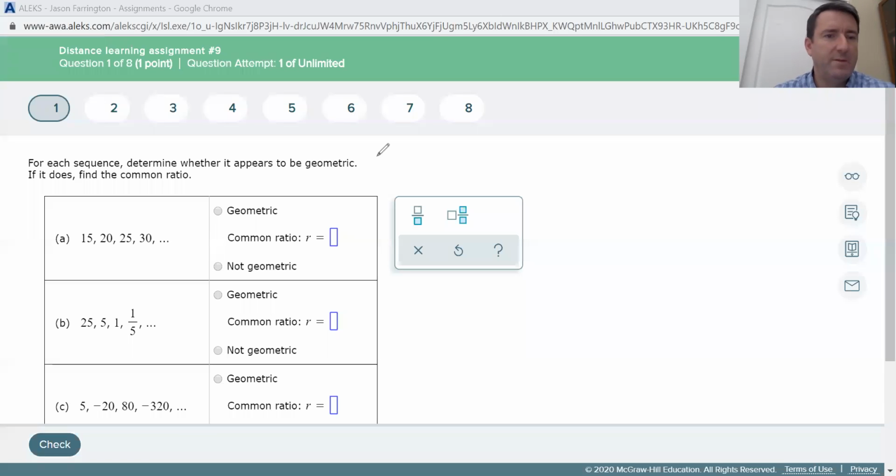All right, let's work through assignment number 9. So problem 1 asks us to determine whether each of these sequences are geometric. And if they are geometric, then to find the common ratio.